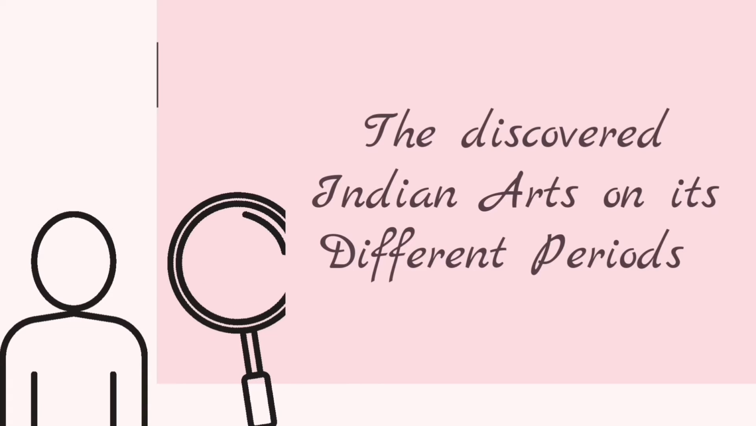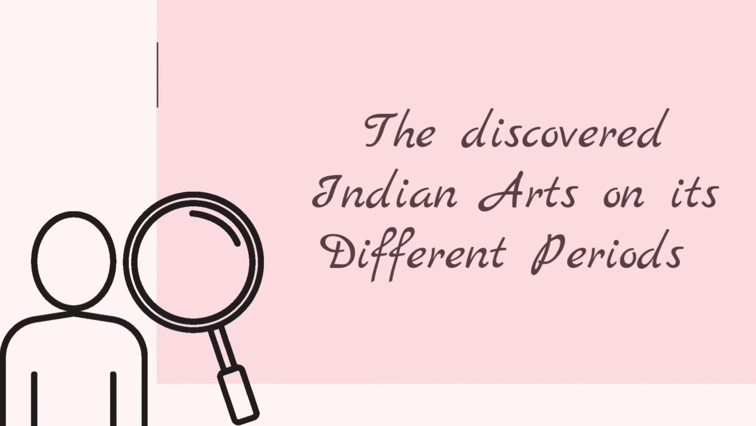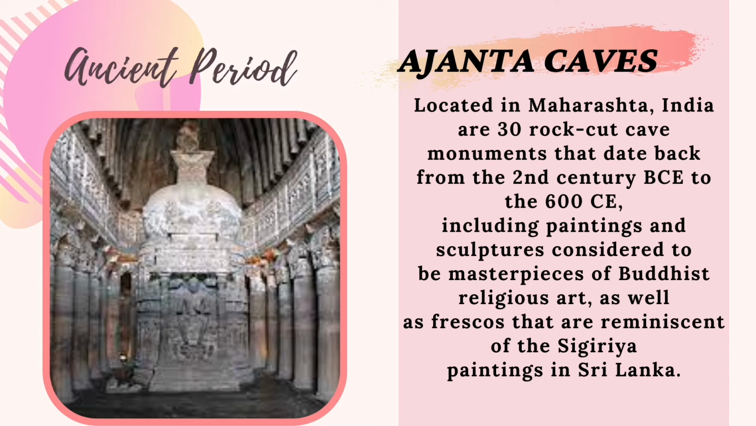The activity that you have just done is connected to our lesson for today, as we are going to discuss and discover Indian arts on its different periods. Let's start with the ancient period. We have Ajanta Caves. It is located in Maharashtra, India, and these are 30 rock-cut cave monuments that date back from the 2nd century before Christ era to the 600 Christ era, including paintings and sculptures considered to be masterpieces of Buddhist religious art, as well as frescoes that are reminiscent of the Sigiriya paintings in Sri Lanka.